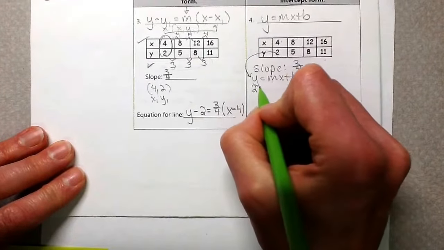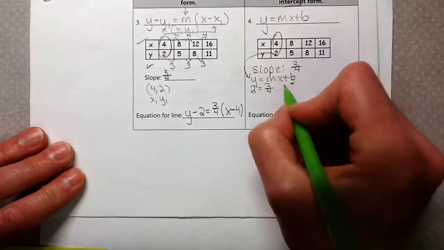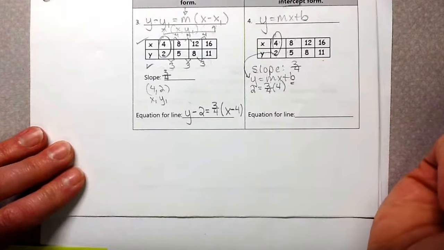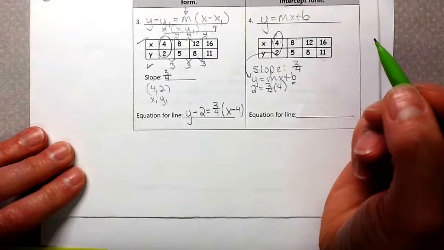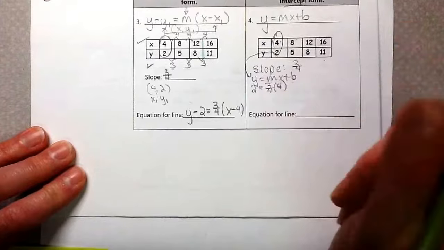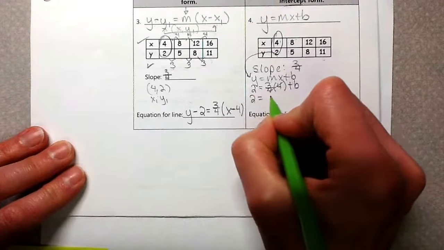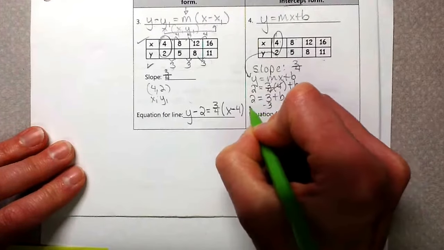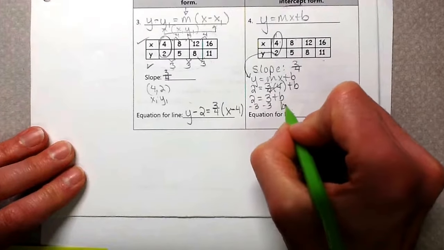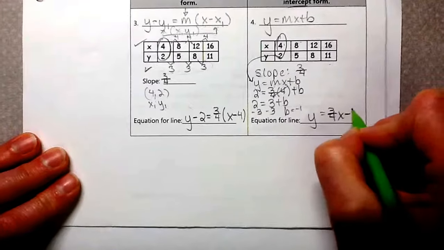So that's going to be 2 equals 3 over 4, and again, I'm using this point, so my x is 4. So now I have plus b. Okay, so this is going to be 2 equals 3 plus b. So b equals negative 1. So my equation is y equals 3 over 4 x minus 1.